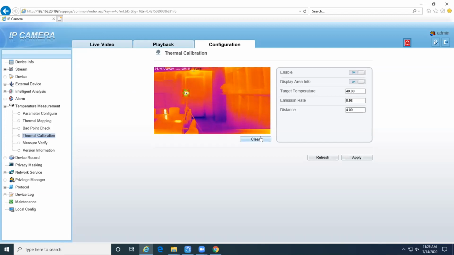Right, so all you need to do here is obviously to enable the detection, and you just specify where your black body is, so the camera can see it and read off the reference temperature there. So you set up your target temperature, which is 40 degrees in our case, and the distance to that black body, 4 meters in our case.